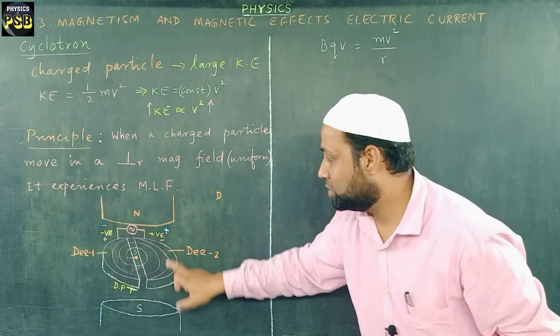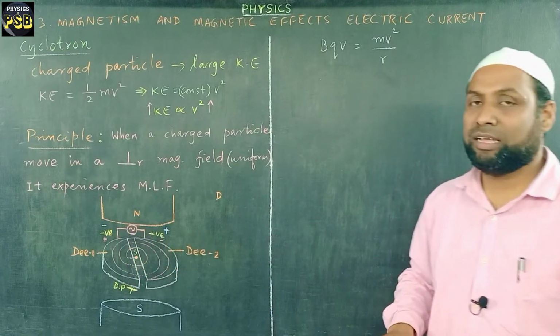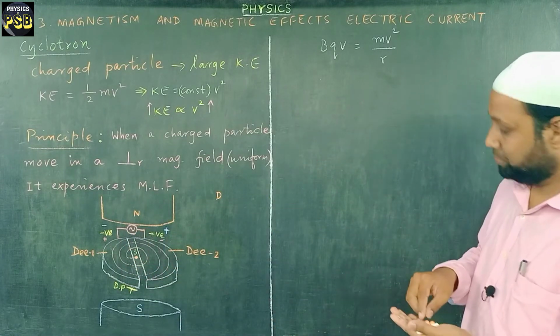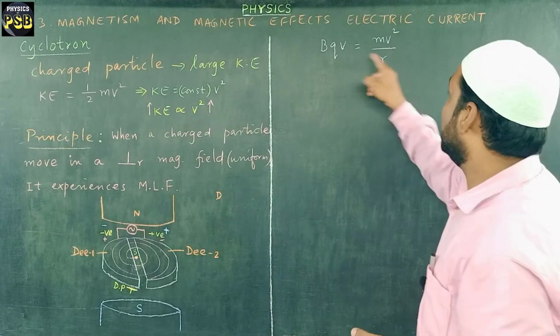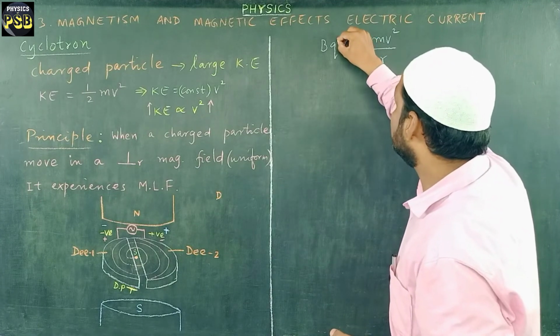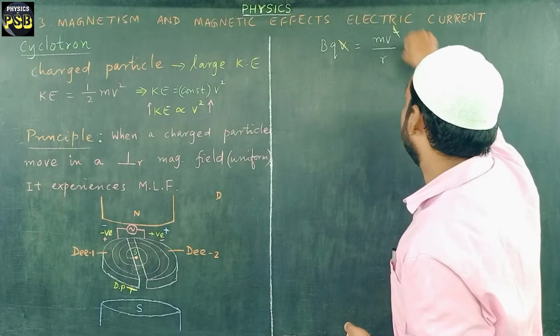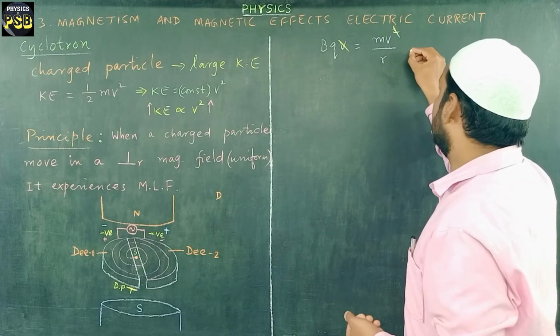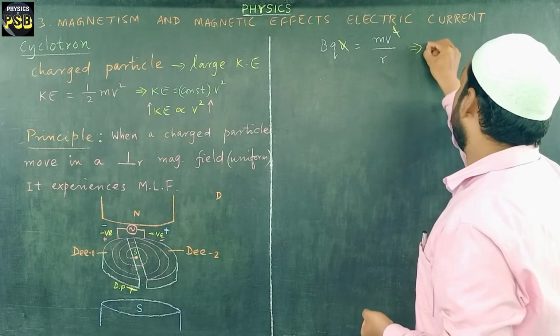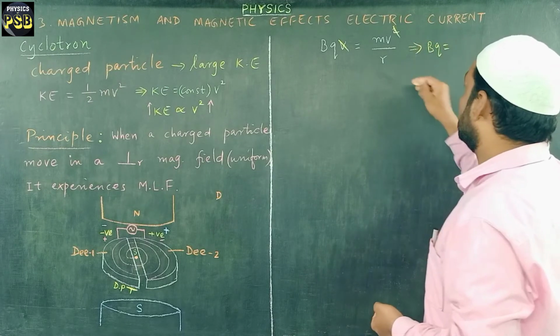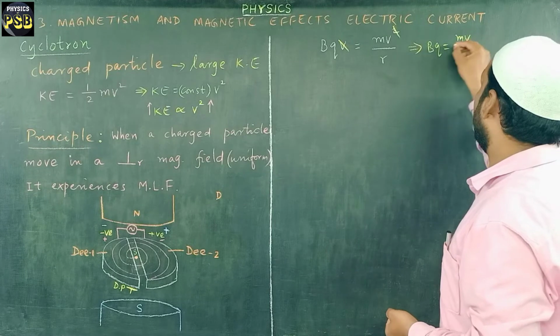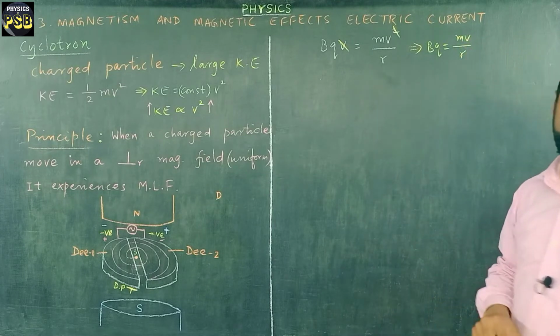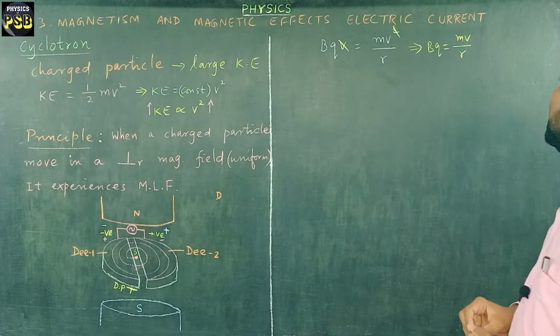So the particles move in a circular path. Now, in this equation, the similar terms get cancelled. V and V get cancelled. And what we obtain is nothing but BQ equals mv upon r. This is what we get.